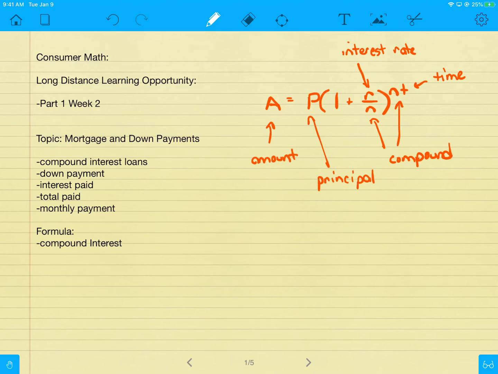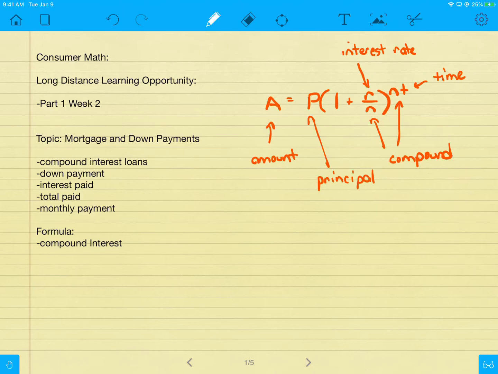But again, the longer the time you stretch it out, the more you're going to pay in the long run. So you want to keep that time frame lower. Lower is better. That does mean that you'd have to pay more per month, but in the long run, you'd pay significantly less money for that same loan.